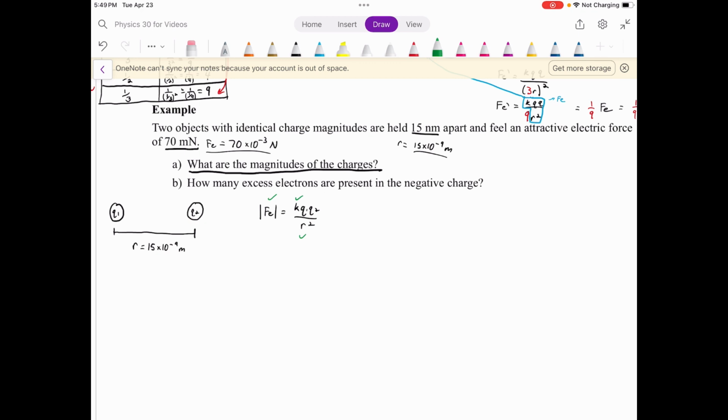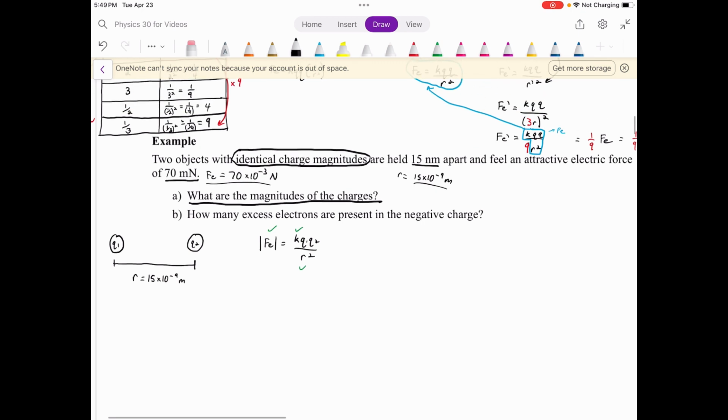them, R. But it kind of looks like at first we have two unknowns, don't we? Except the two charges, their two charge magnitudes, the two Q's, are identical. So what does that mean? It means Q1 equals Q2. So multiplying them together is really just multiplying the same number by itself. So let's just call it Q. Q1 is the same number as Q2. Let's just call it Q. And then Q1 times Q2 is just Q times Q.